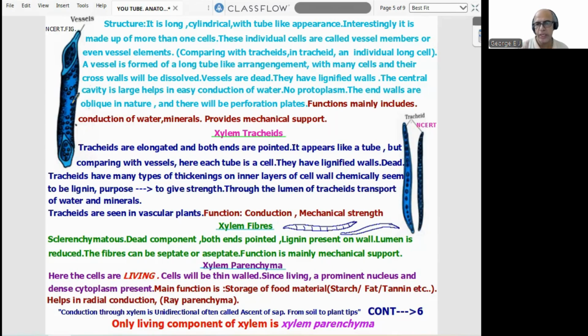One trachea means an individual long cell, that's all. But a vessel is formed by more than one cell. A vessel is formed of a long tube-like arrangement with many cells, and their cross walls will be dissolved. Otherwise, conduction will not be possible.